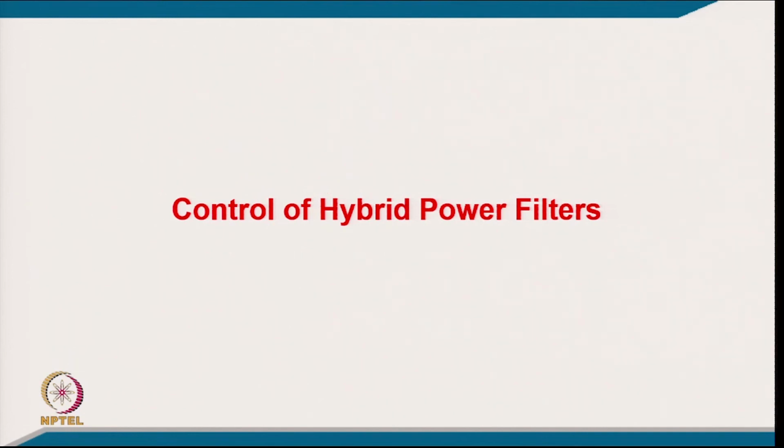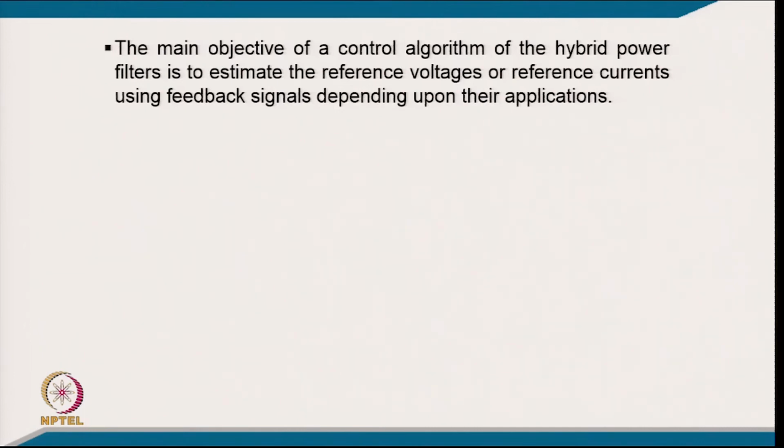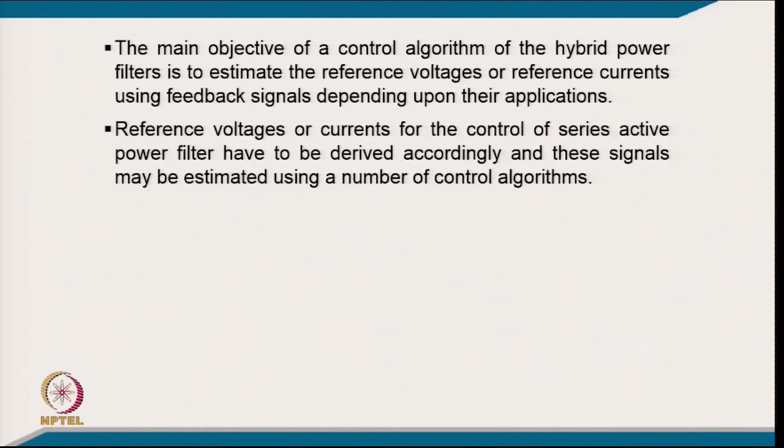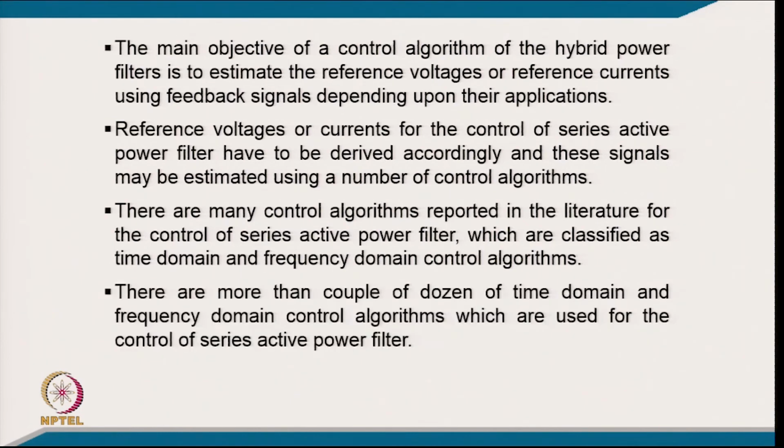So, coming to the control of the hybrid power filter, I mean the control of this passive filter with a small series active filter. The main objective of the control algorithm of the hybrid passive filter is to estimate the reference voltage or reference current using feedback signals depending upon the application, and the reference voltages or currents for the control of the series active filter have to be derived accordingly, and these signals may be estimated using a number of control algorithms. There are many control algorithms reported in the literature for the control of series active filter, which are classified as time domain and frequency domain algorithms, and there are more than a couple of dozen time domain and frequency domain control algorithms which are used for control of series active filter.